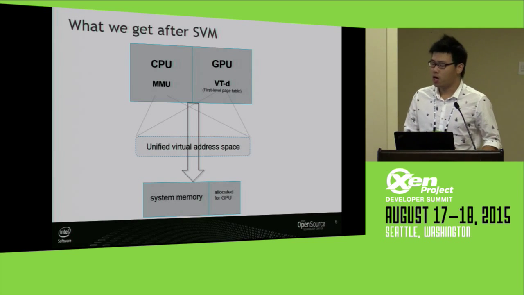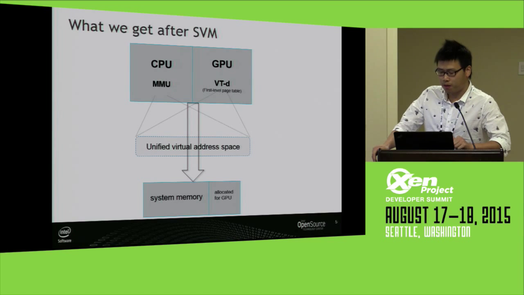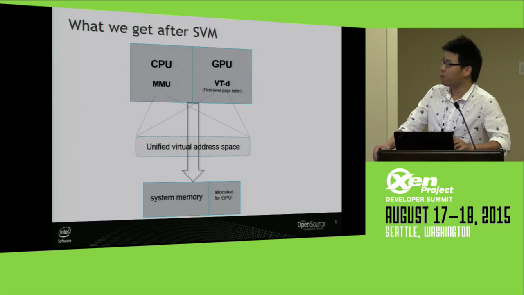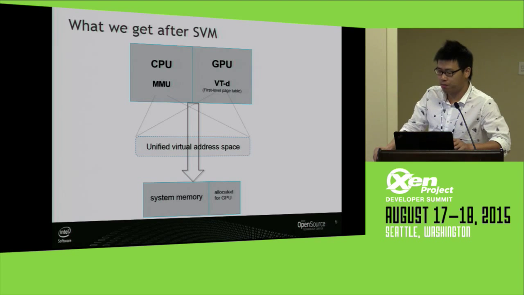This is what we have after having SVM. Here you can see, after introducing SVM, the CPU and the GPU have a unified virtual address space. The CPU still uses the MMU to manage it, while the GPU uses another page table, the so-called first-level page table, to manage this virtual address space. And this first-level page table is newly introduced in the VT-d hardware. I will describe this first-level page table in detail in the following slides.